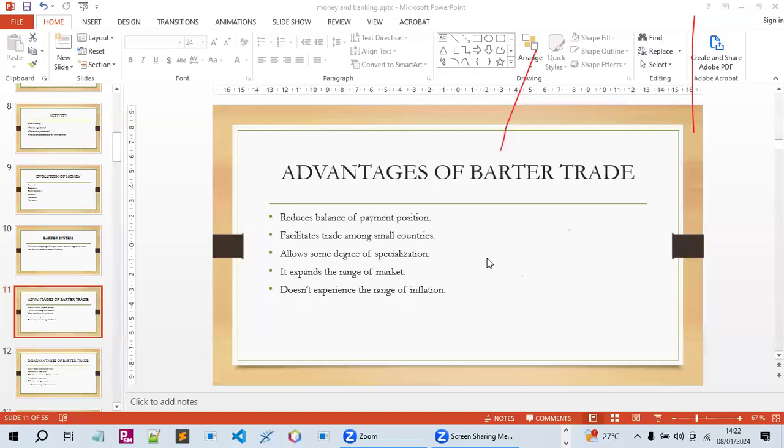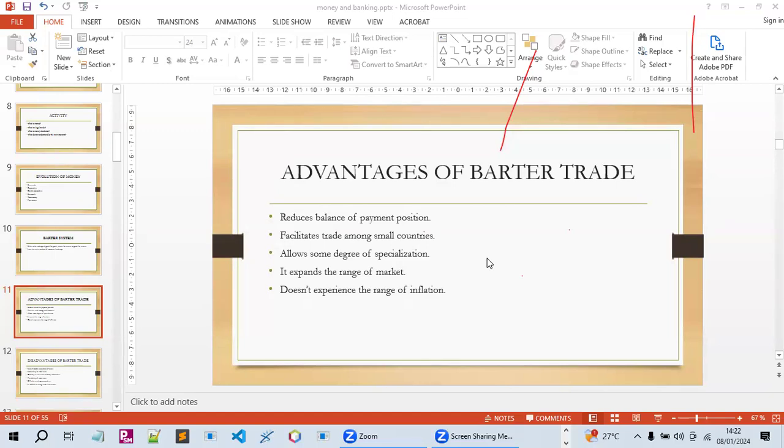And then it allows a degree of specialization. A country specializes in production of those commodities which can be used in exchange for other goods that it doesn't have. That means one country would specialize in cotton, and the other country would specialize in another commodity, let me say mining of gold. So that created specialization.